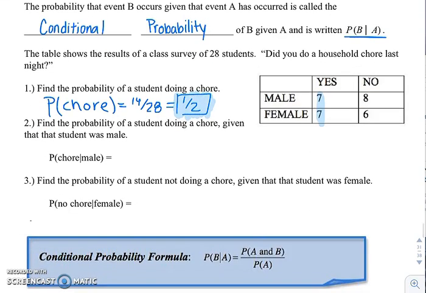Okay, so find the probability of a student doing a chore given that the student was male. So this is kind of the total that we're looking at. So given that they were male, so out of the 15 males, what's the probability that they did a chore? 7. So 7 out of 15.